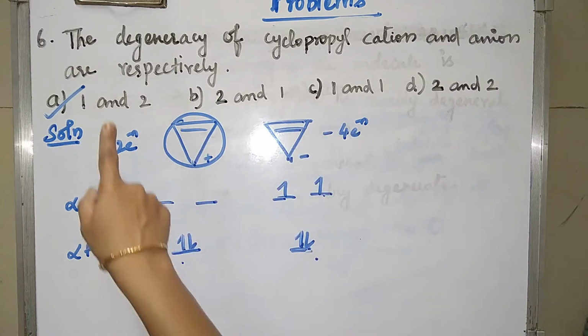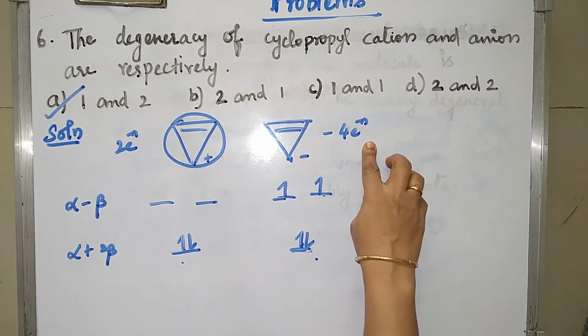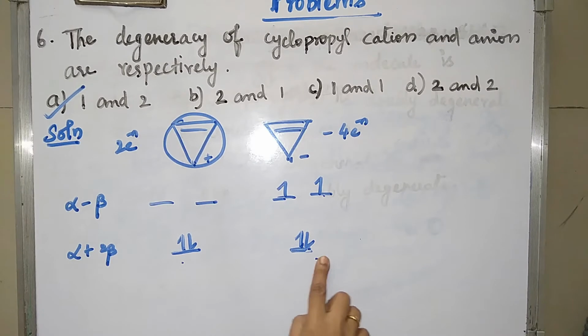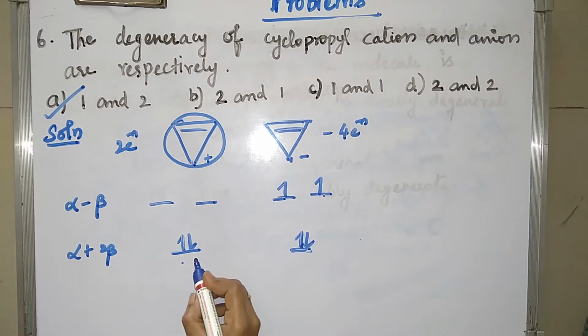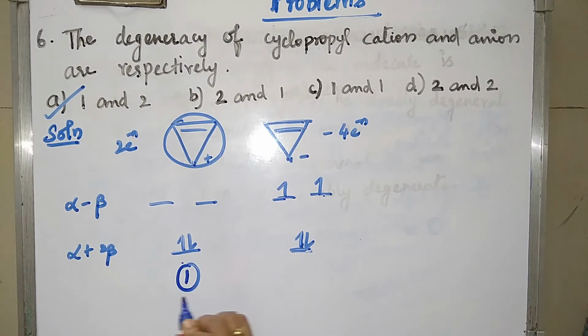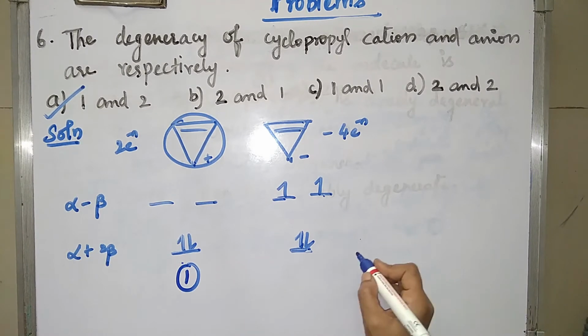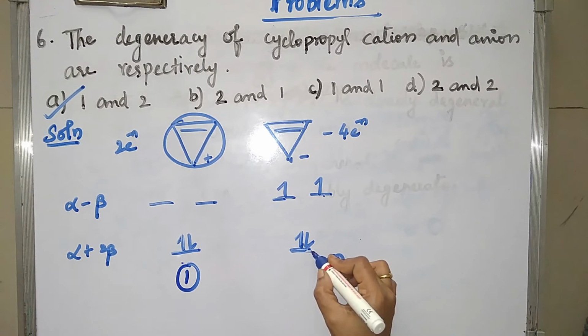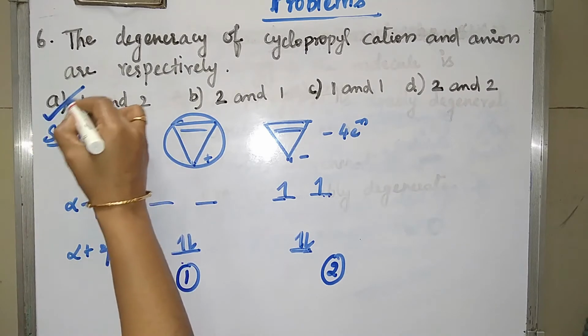How many electrons are there in this? 2 electrons, so I'll fill 2 electrons here. And 4 electrons for the cyclopropyl anion. So 4 electrons I filled: in the ground state 2, and then the next doubly degenerate state has 1 and 1 electrons. What they are asking is degeneracy. How many degeneracies are there? Here only one degeneracy is available, so here we filled 2 levels. So 2 degenerate levels are there, one is singly degenerate, another one is doubly degenerate. So 1 and 2. This is the answer.